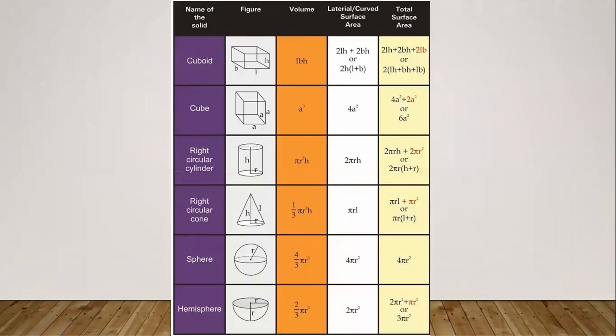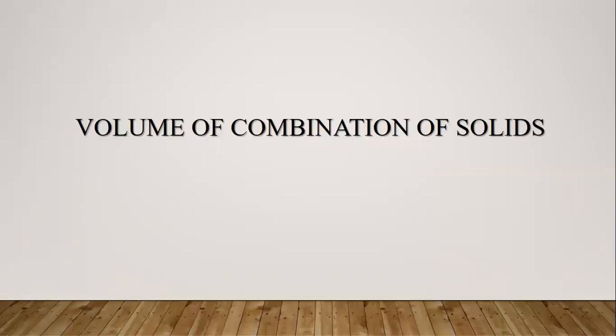So these are the formulas that we have already studied in the previous video for cuboid, cube, right circular cylinder, right circular cone, sphere and hemisphere. The volume, lateral surface area or curved surface area, and total surface areas are given here, which you have already studied in your ninth grade also. So let us move on to the next topic, volume of combination of solids.